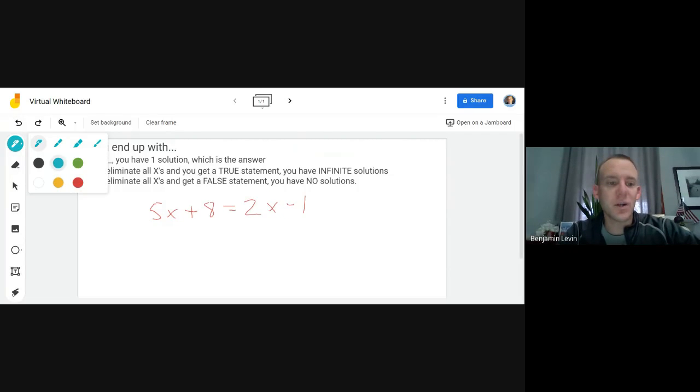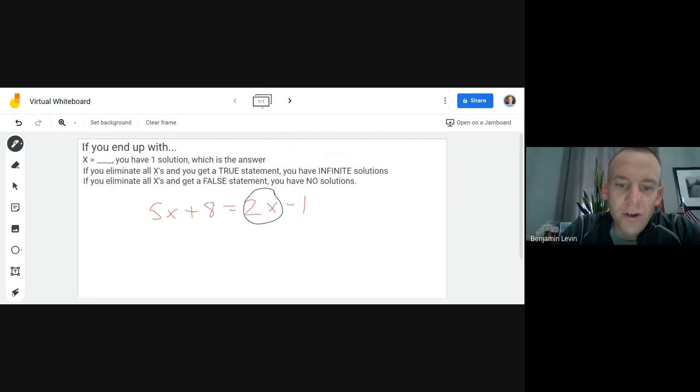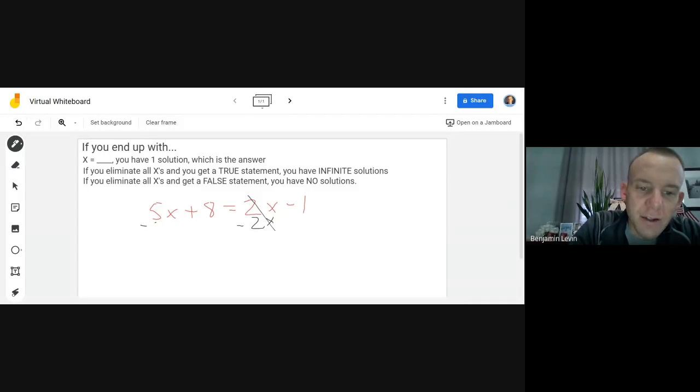So the first thing I'm going to do is move things around so that I can combine like terms and solve the equation. I'm going to pick the smaller number and subtract it. Minus 2x. Well, 2x minus 2x is 0, so that's done. Now we have to do that same thing to the other side. We do minus 2x here because we did minus 2x here. Whatever you do to one side, you have to do to the other side.